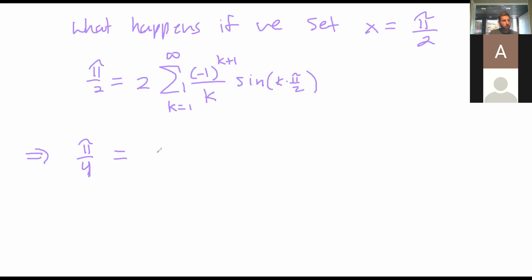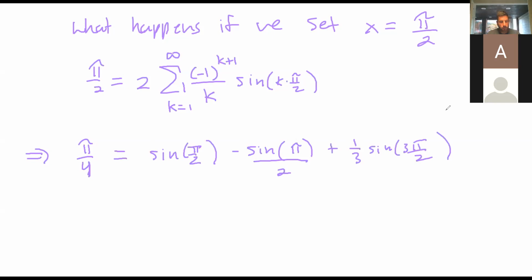And then what's the first term? Well, the first term is sine of pi over 2. Then the next term becomes minus the sine of pi, over 2, by the way. And then the third term becomes plus, let's say, 1/3 sine of 3 pi over 2. So maybe I'll write this a little cleaner so you see the pattern.